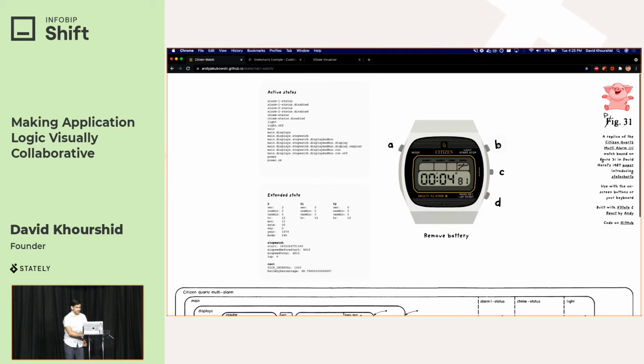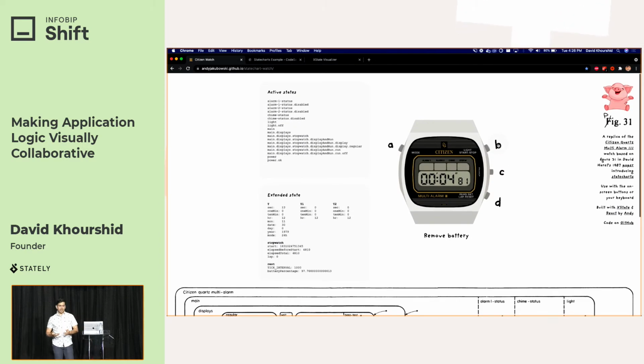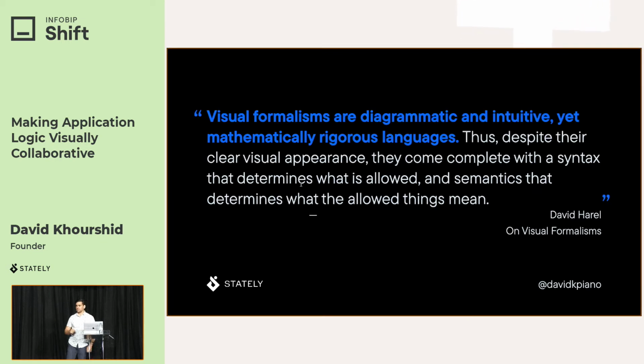But the amazing thing is that this diagram, which is more than 30 years old, still works today. It could be used in the exact same way in this watch on the web. And so now we have portable application logic, we have visual application logic, and we have executable application logic that we could use pretty much anywhere. So I think that's really cool.